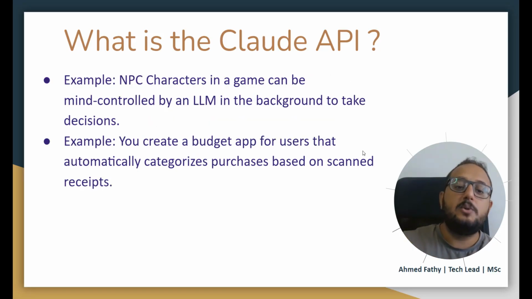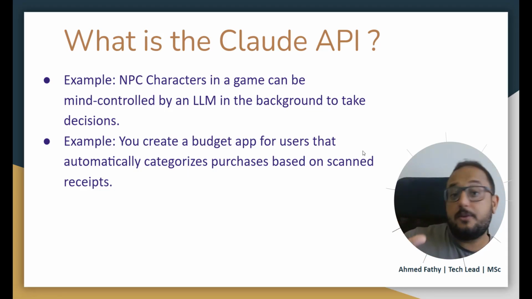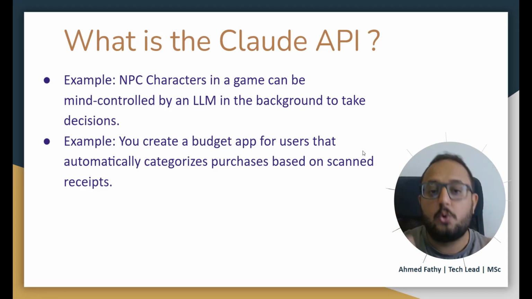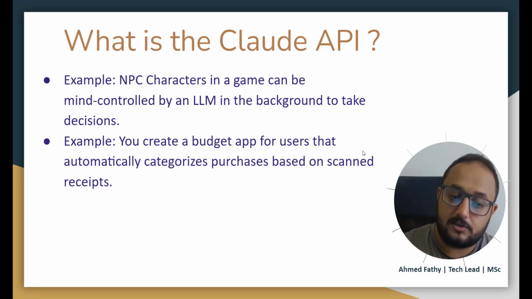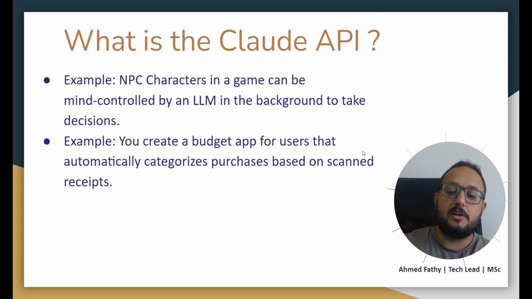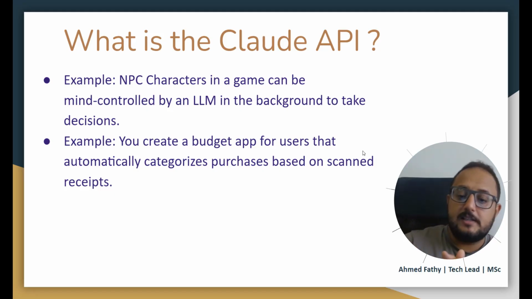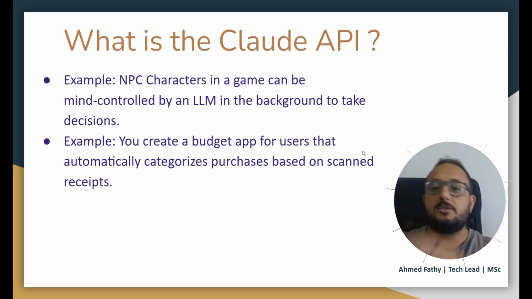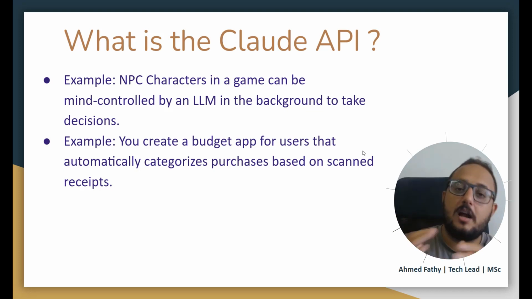For example, you can have some non-player characters, or NPCs, in a game, and those characters can be controlled by an LLM in the background to make decisions. There is no chatting here, but the LLMs are actually controlling the actions of those characters. You can also, for example, create a budget app for users that automatically categorizes purchases based on scanned receipts and tries to classify them into different categories. Again, this can be done using an LLM in the background.